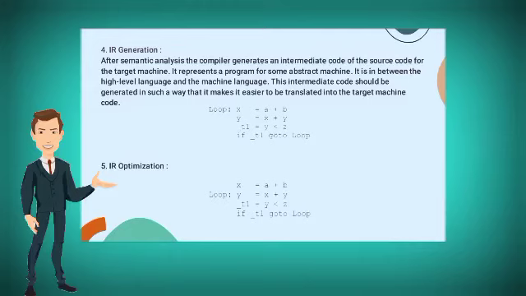Fourth, IR generation. After semantic analysis, the compiler generates an intermediate code of the source code for the target machine. It represents a program for some abstract machine. It is in between the high level language and the machine language. This intermediate code should be generated in such a way that it is easier to translate into the target machine code.